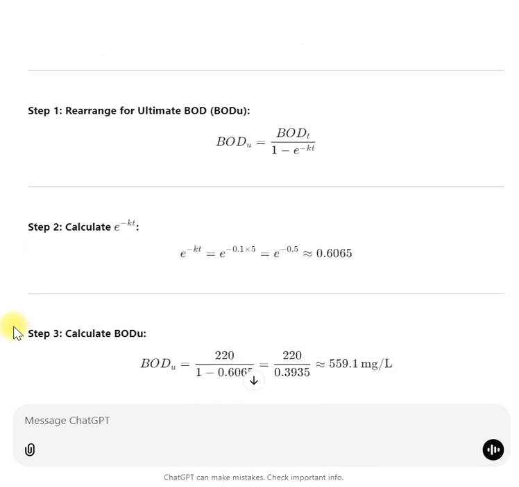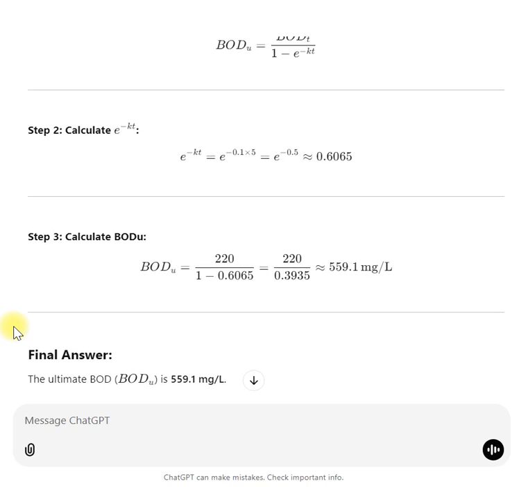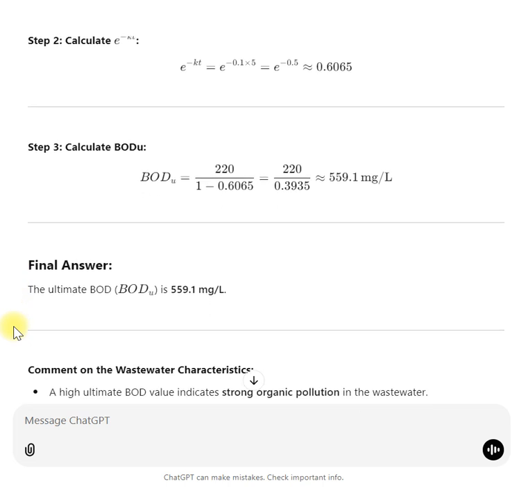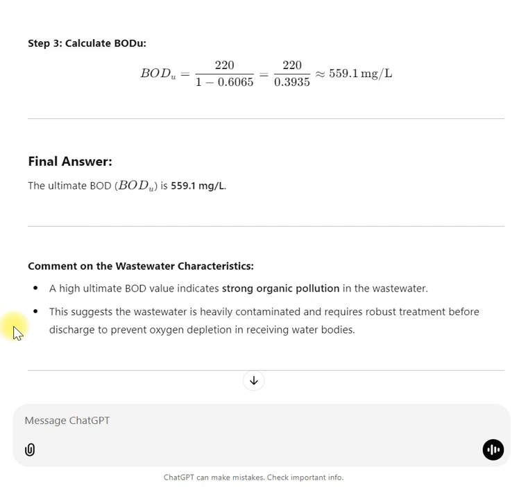Step 1. Rearrange for the ultimate BODu. BODu equals BOD_t divided by (1 minus e to the minus Kt). Step 2. Calculate minus Kt equals minus 0.1 times 5 equals minus 0.5, so e to the minus 0.5 is approximately 0.6065. Step 3. Calculate BODu. BODu equals 220 divided by (1 minus 0.6065), which is 220 over 0.3935, approximately 559.1. Final answer. The ultimate BODu is 559.1 milligrams per liter.